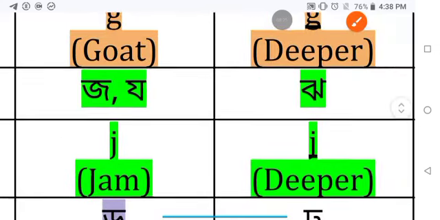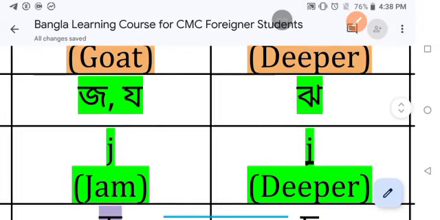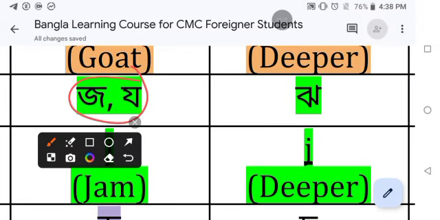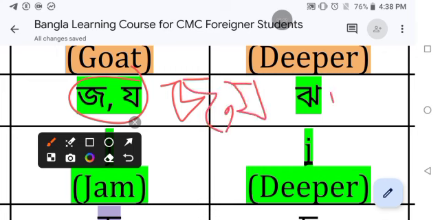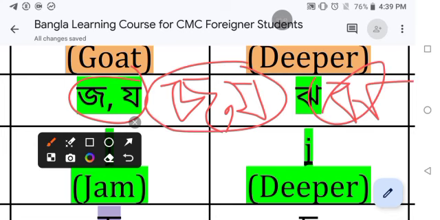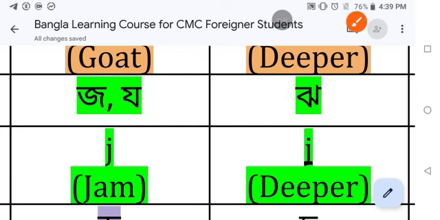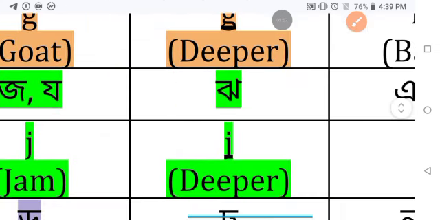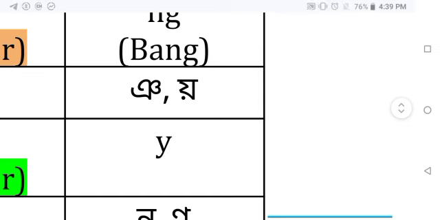Now sometimes multiple Bangla alphabet letters are pronounced the same way, so these two are the same. This is jaw, and this is also jaw, and this one is jaw. This one is jaw. So these are J, and I have written the English word jam here, so jam matches with jaw, right? So this is J, and the next one is the deeper version of the jaw. Jaw, and then jaw, and the last one is always exceptional.